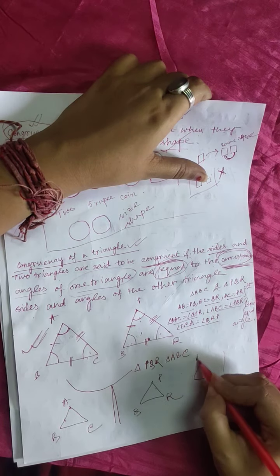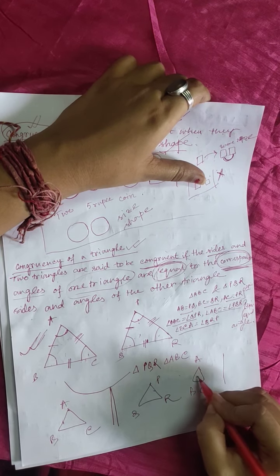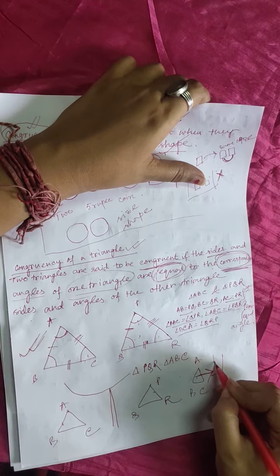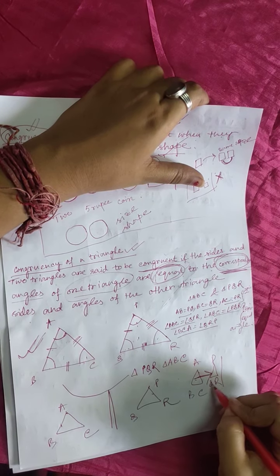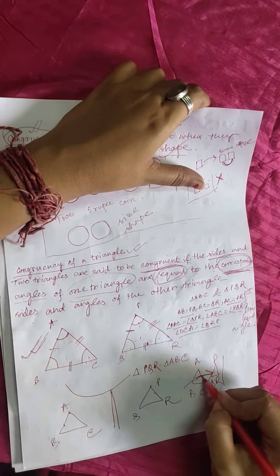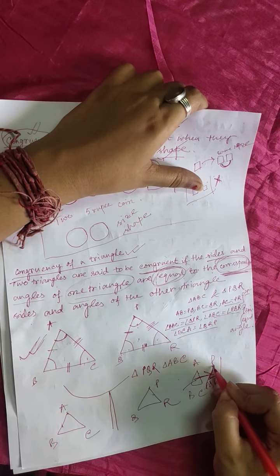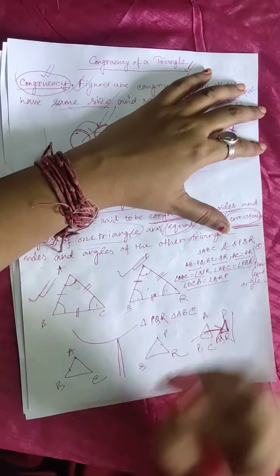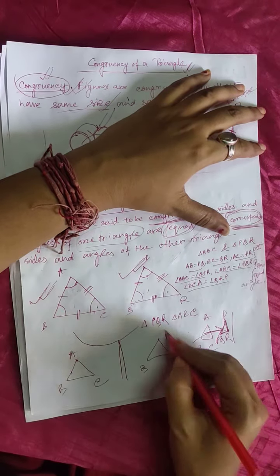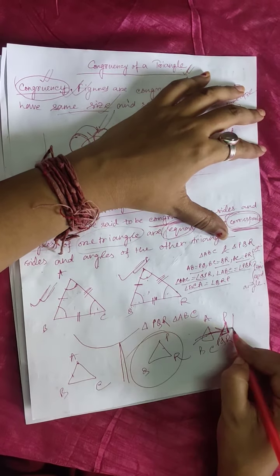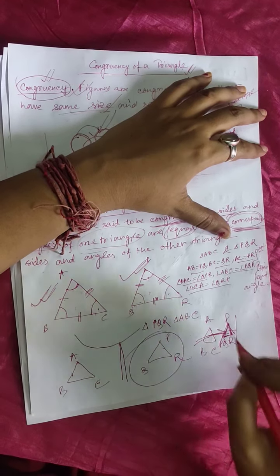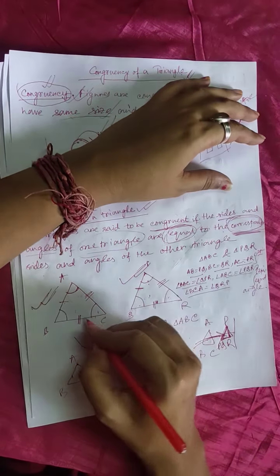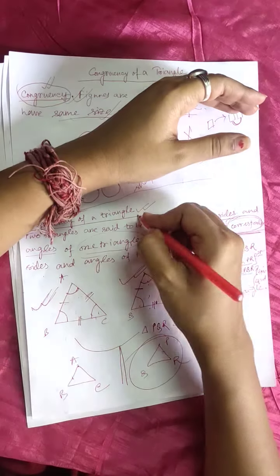And if we slide ABC to PQR, it will also fit on the triangle. So if I rotate this, it will become this triangle. If I flip this, it will become this triangle. And if we slide this, it will become this triangle. Why is it so? Because these two triangles are congruent to each other.